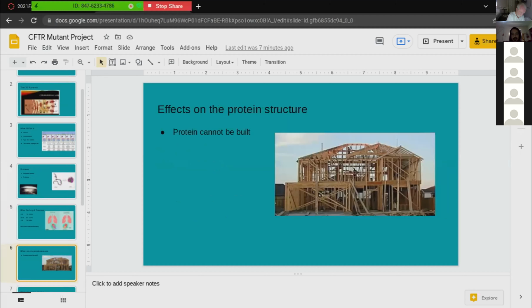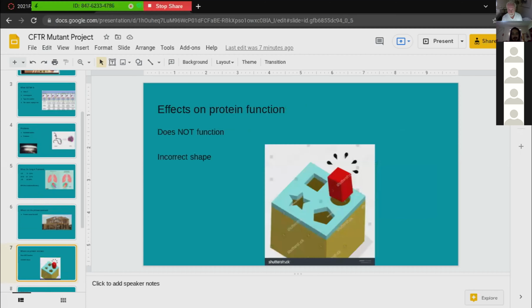With that being said, for effects on the protein structure, the protein cannot be built due to the wrong amino acid being incorporated. That's why I have the house that didn't finish, because you just can't. And for effects on protein function, it can't function since it's the incorrect shape, and it doesn't have the ability to build that 3D shape that it's supposed to build. That's why I have the block going into the wrong hole, because it doesn't function.